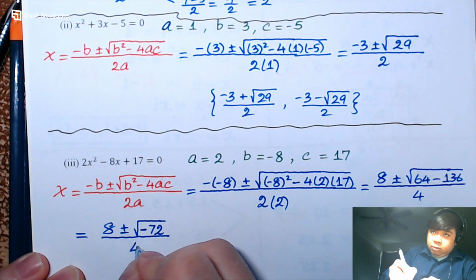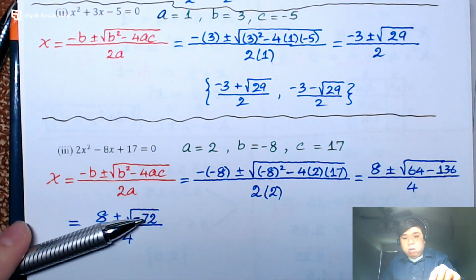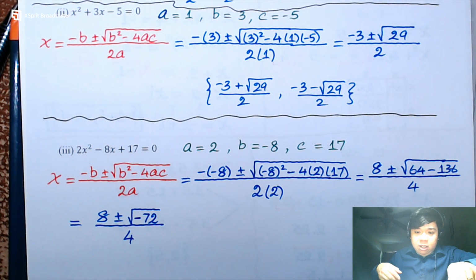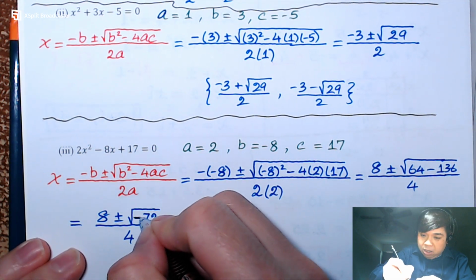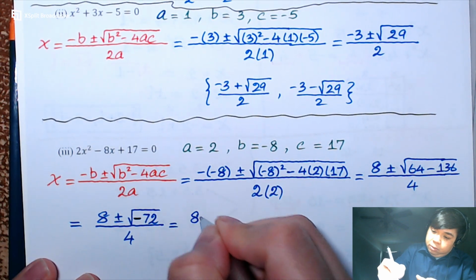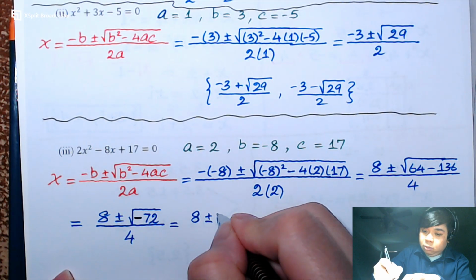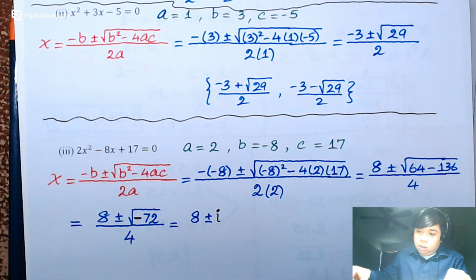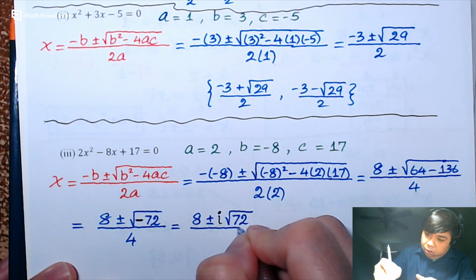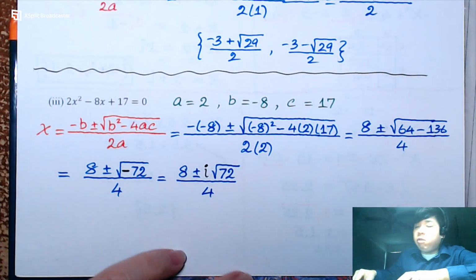Over 4. Okay, now that's why we learn how to simplify that negative inside the square root. That will make it imaginary. And we still have 72 inside. Okay, now we will do the prime factoring of 72.